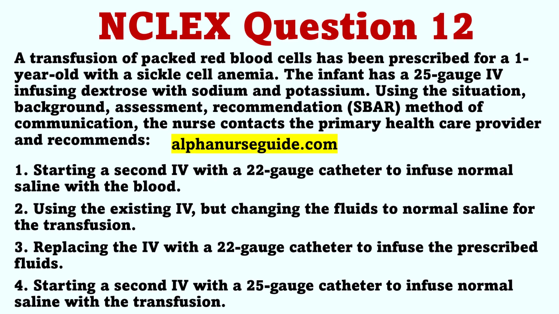The correct answer is 2. The best evidence indicates that a catheter as small as 27 gauge may safely be used for transfusion in children, but blood must be infused with normal saline, not dextrose. A 1-year-old should be able to maintain their blood glucose for the 2-hour duration of the infusion without the need for a second IV.